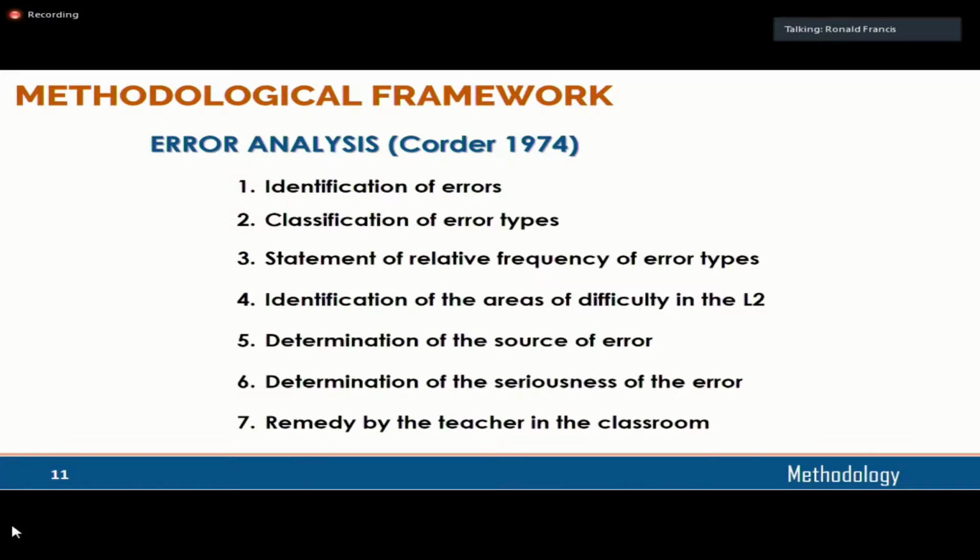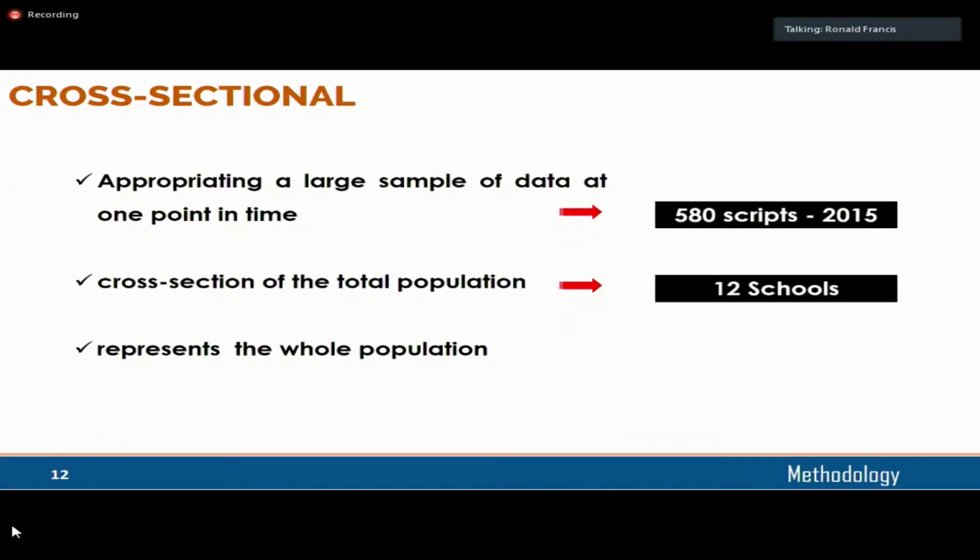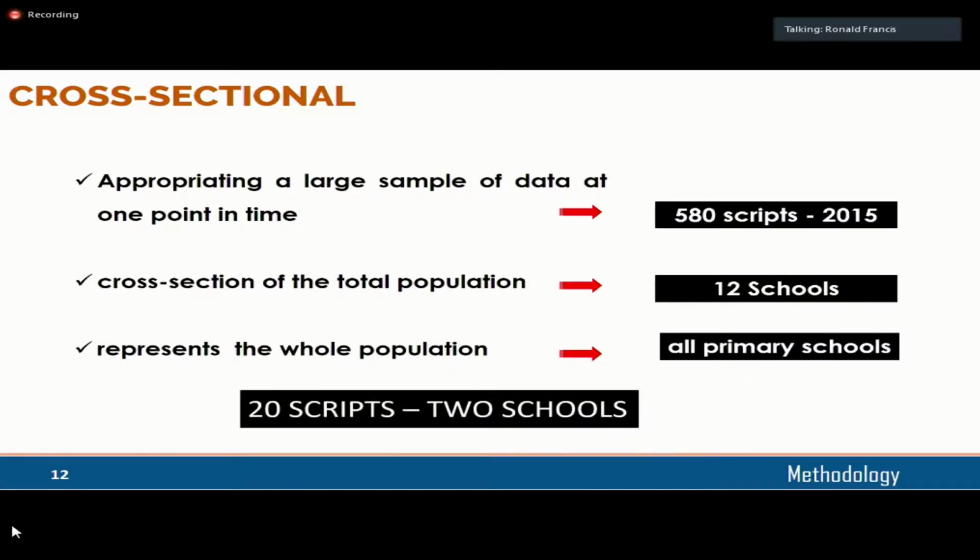I basically use error analysis as my methodological framework. The steps were identified by Corder in 1984. So it's basically about the identification of errors, classifying these errors, stating relative frequency, and number five, which is most important to me, the determination of the source of error, or basically whether or not it's due to transfer or just English complexity. I collected a large sample of data, which is 580 scripts in 2015, 580 scripts from the actual common entrance exam. I collected from 12 schools within districts. They were randomly selected, districts all over St. Lucia, and it's a cross-section that represents the entire population, which is basically all primary schools. I'm looking at 20 scripts, which is a combination of scripts from two schools for this paper specifically.